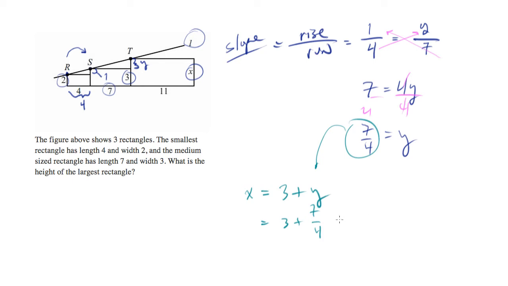That'll be equivalent to 3 is the same as 12/4 plus 7/4 is equal to 19/4. So you would plug in 19/4 for the answer here. You could also plug that in and get a decimal.